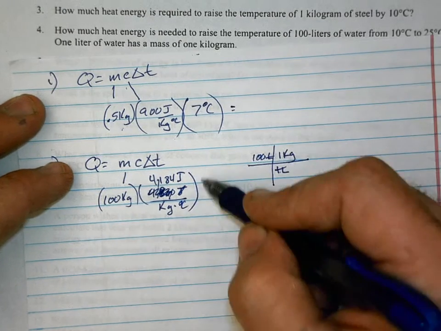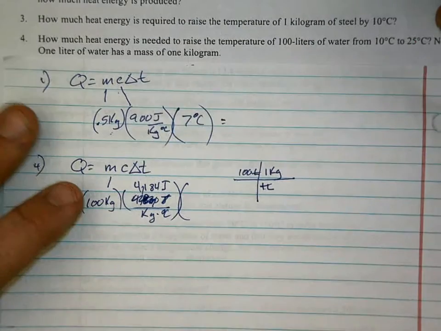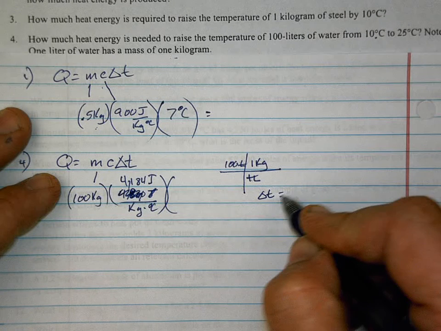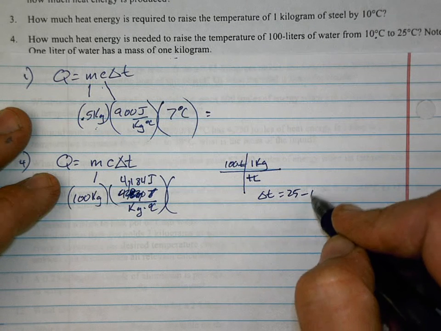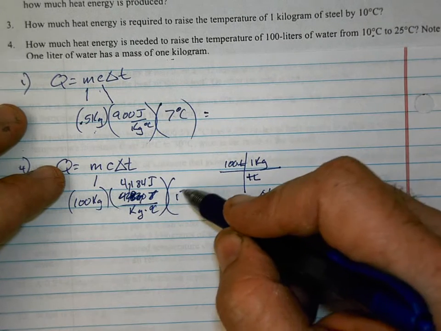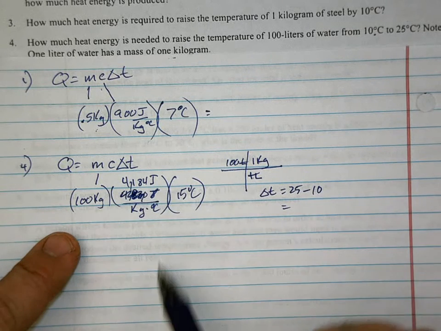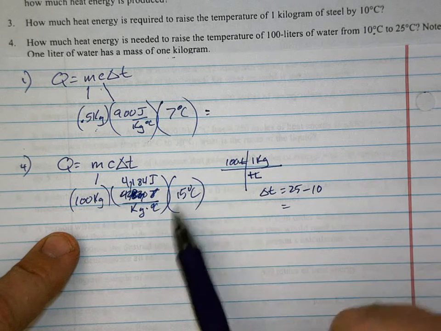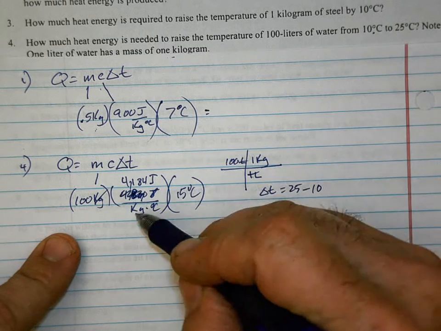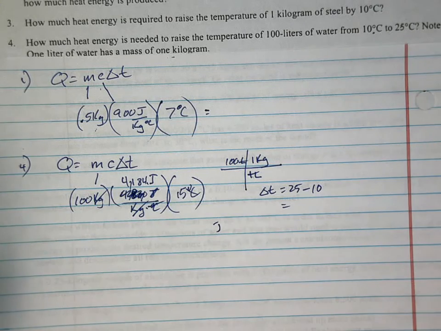This is a physics chart. So they got kilograms instead of grams. And our change in temperature, we're going from 10 to 25. So delta T will be 25, because that's the final temperature, minus 10. So what's that going to equal? 15 degrees Celsius. And now to get the answer for this problem, it'll be 100 times 4,184 times 15. We'll cancel out the kilograms and the degrees Celsius. The answer will be in joules, and it's going to be pretty big.